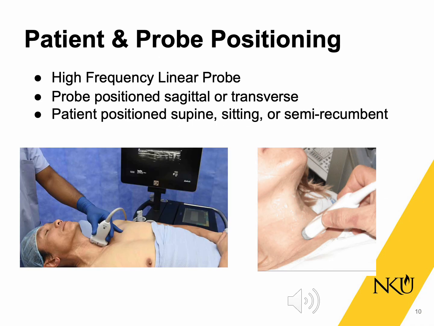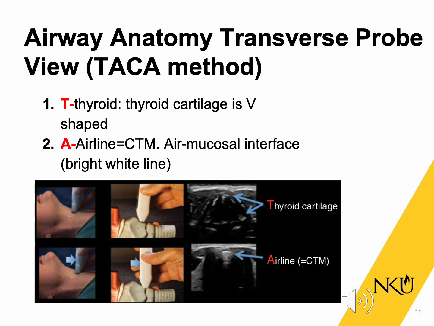Okay, now let's talk about identifying the cricothyroid membrane with the ultrasound. You will want to use a high-frequency linear probe. The probe can be positioned sagittal, which is seen on the left image, or transverse, which is on the right image. The transverse method is the preferred method because it has been proven to obtain a view of the cricothyroid membrane easily and is usually quicker to obtain as well. The patient can be positioned supine, sitting, or semi-recumbent. Since the transverse probe view is the preferred method, we will be focusing on that.